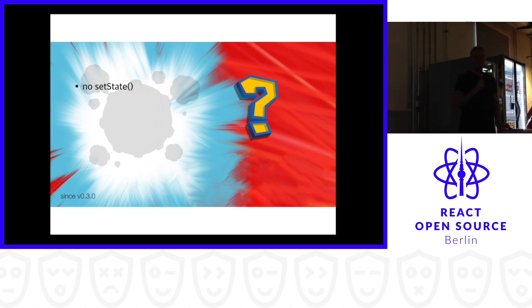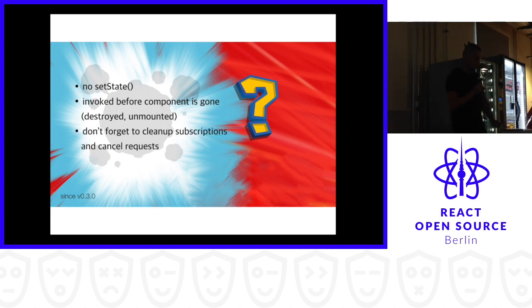Another one which has no state. You won't be happy to set state in it. componentWillUnmount. Yes, it's the first try. It's invoked before the component is destroyed and unmounted. And don't forget to clean up subscriptions and cancel requests if you did them in componentDidMount or in the constructor, but better don't do it in the constructor.